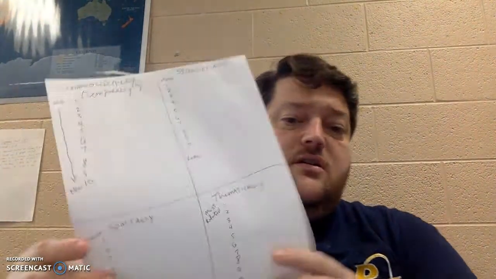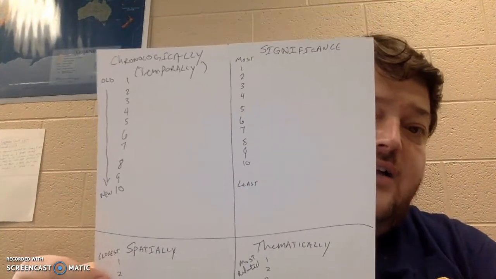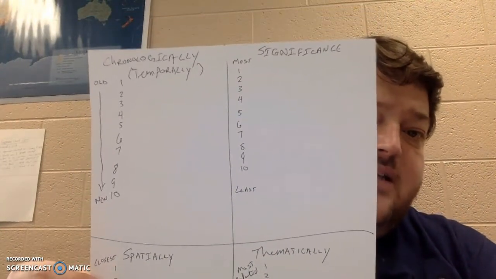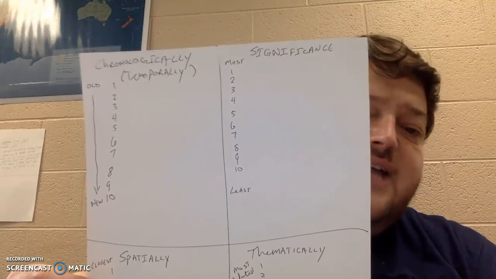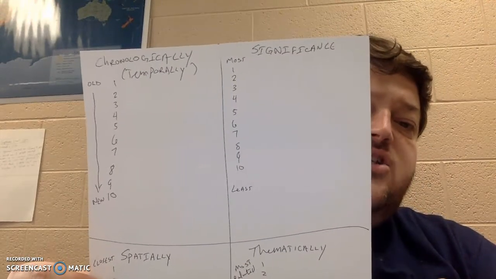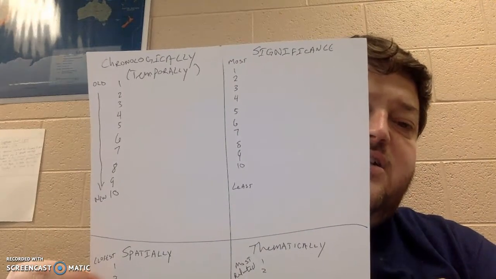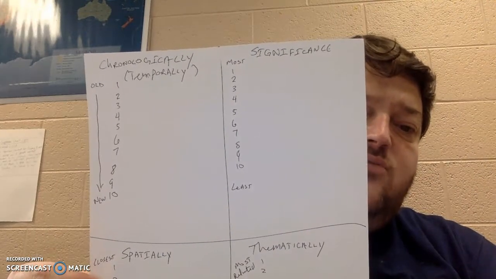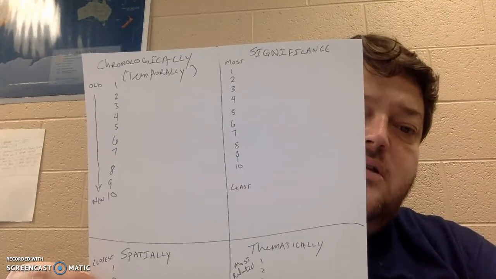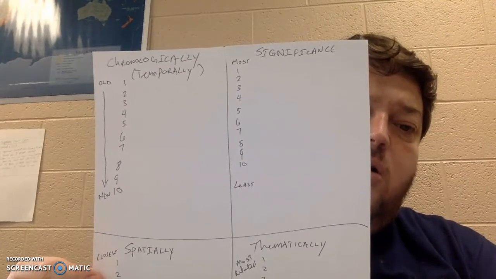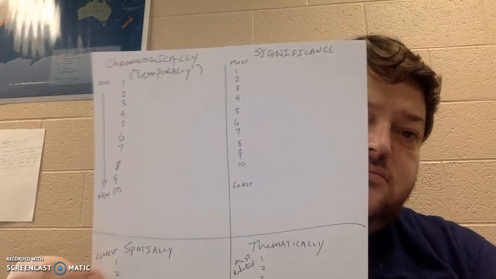So in the first square, you're going to put "chronologically," and that's how you spell that. That's also known as "temporally." Both of those are ways to say time related. Chronology is Greek, temporally is Latin. A lot of our stuff's going to be named after those old Greeks and Romans. So chronologically, number it 1 through 10, and then make an arrow going from old to new. If you need to pause to finish that, please do so.